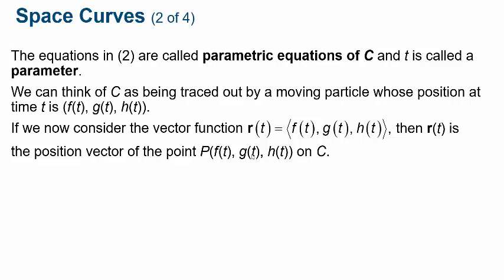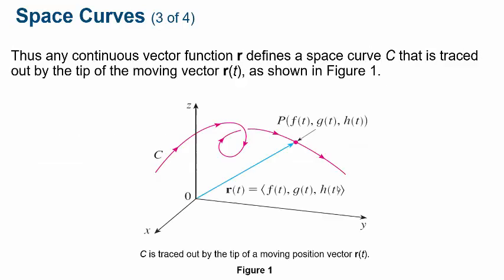So we can think of C as being traced out by a moving particle whose position at time t is given by those components in three-dimensional space. And if we now consider the vector function r of t, then r of t is the position vector of the point P, f of t, g of t, h of t on this space curve C. And this picture here is kind of showing it, okay? Like suppose you have this curve in space, and it looks like this. So you can even think about it as this particle is moving along this curve, okay?